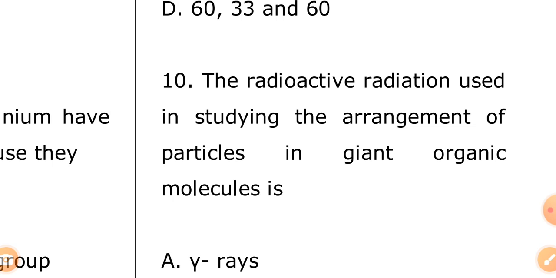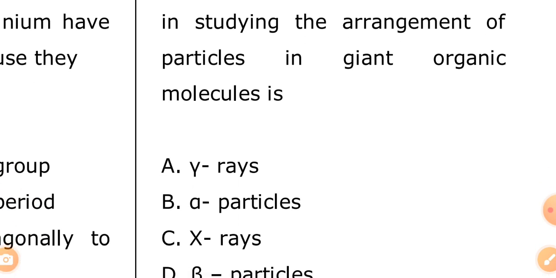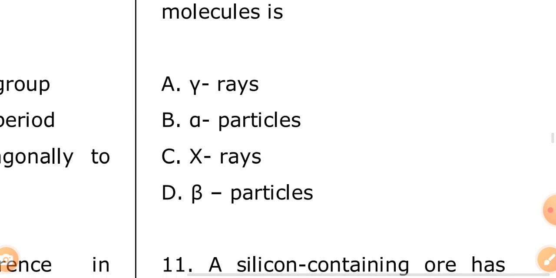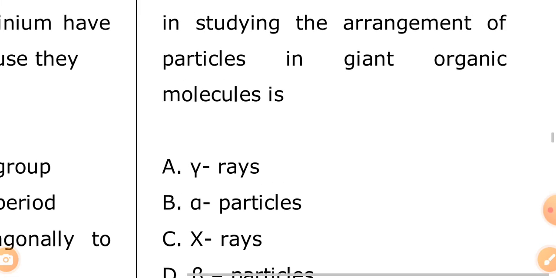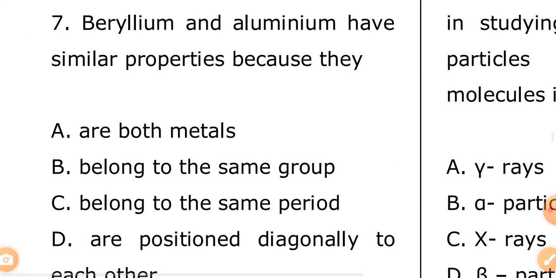The radioactive radiation used in studying the arrangement of particles in giant organic molecules is dash. A, gamma rays. B, alpha particles. C, X rays. D, beta particles. What do you think is the answer? The answer is X rays. X rays. Are you with me?